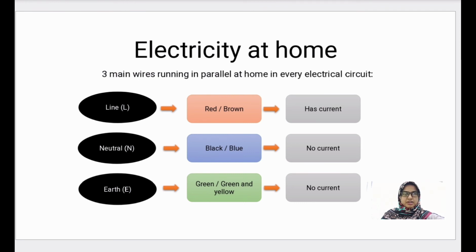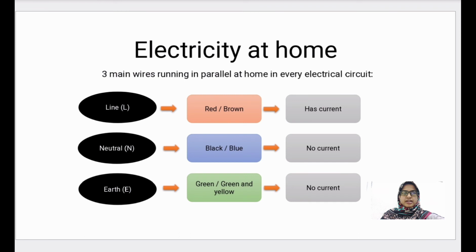Today I would like to present about electricity at home. In our chapter we have learned about electrical circuits. So when we learn about electricity, we have to know about electricity at home. At home we have three main wires running in parallel in every electrical circuit. We have the line wire, neutral wire, and earth wire.